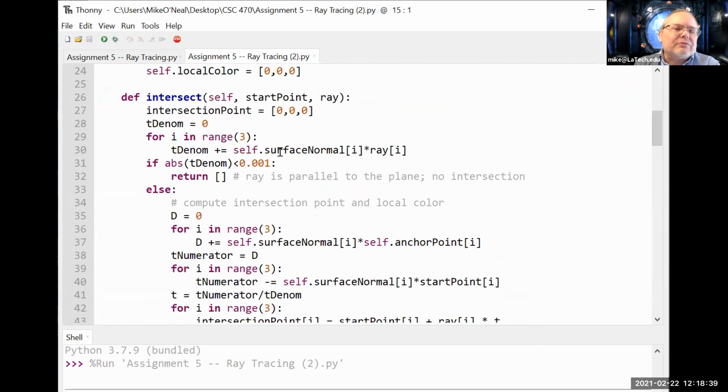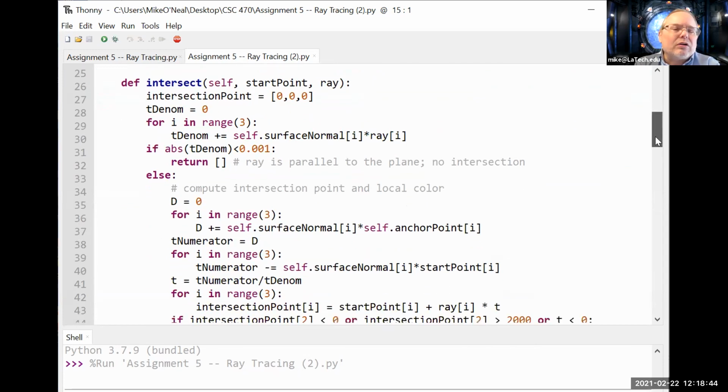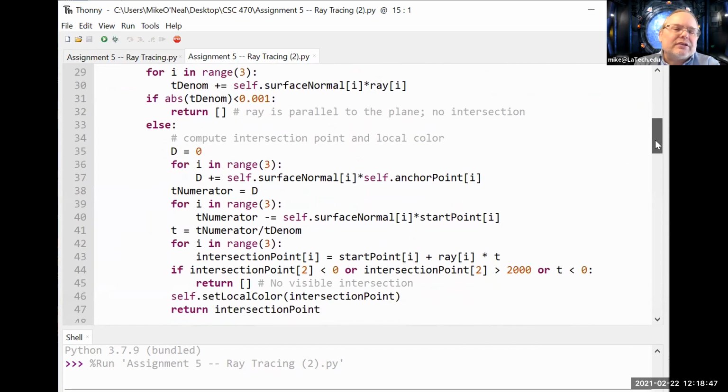This might look kind of familiar, right? I've Pythoned it more. And you can see I changed the variable names so they match the math that I've done. So cap D is basically the surface normal times the anchor point. That gives us the cap D. And then the numerator for T is, if you look at the math, you can start at D and subtract off each of these, and that'll give you the T numerator. So T is the numerator divided by the denominator.